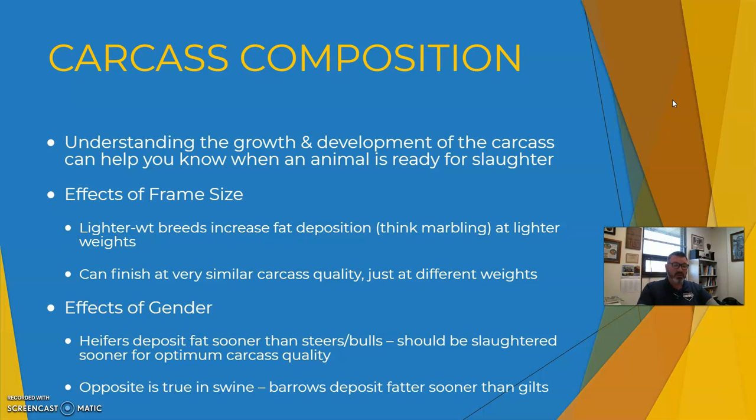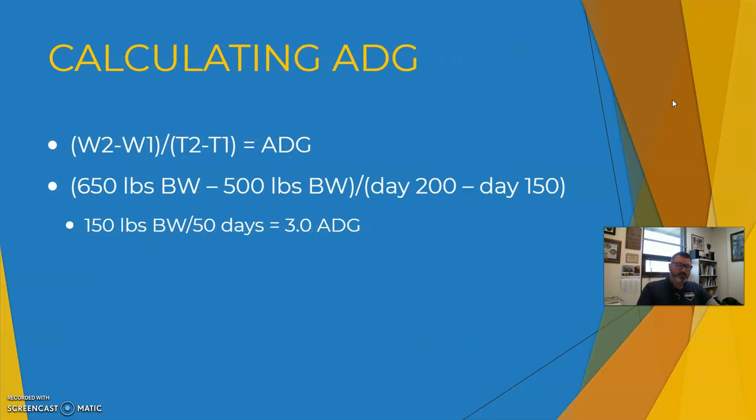Now, some won't necessarily do that, but actually the opposite is true in swine. Barrows deposit fat a little bit sooner than gilts. So now, are they separated by gender in pig farms? Maybe some do, but some do not. They're all mixed in there.